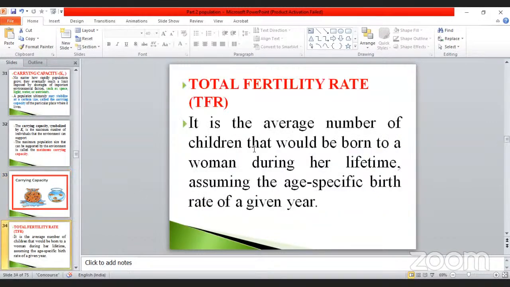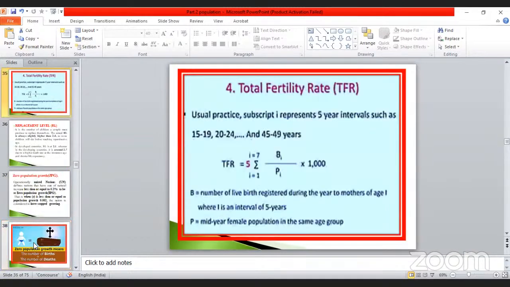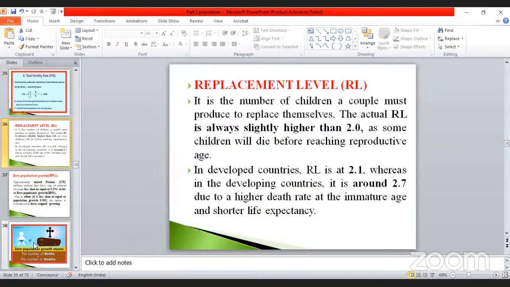Total fertility rate, you already know: how many children they will have. It is also calculated per 1,000, year wise, in 5 years or 10 years. And replacement level, you already know, is normally calculated as 2. If it is higher than 2 and increases, it will lead to some difficulties in the population growth rate.